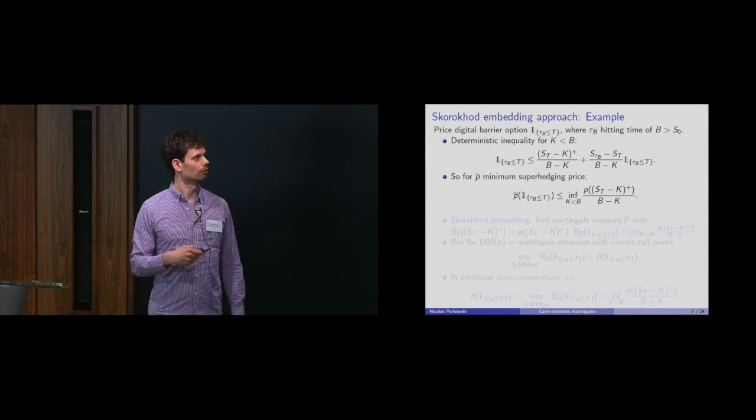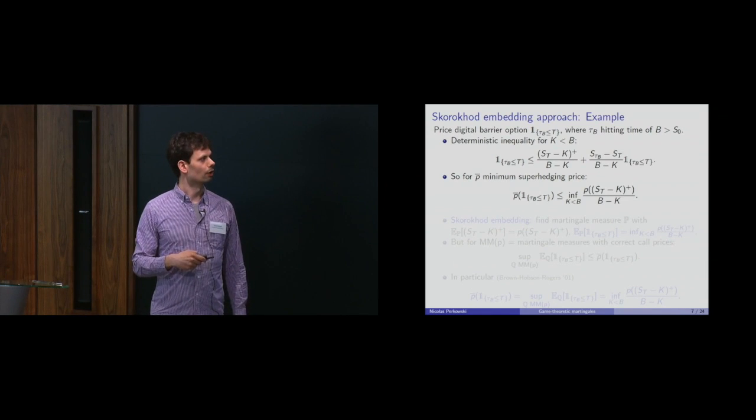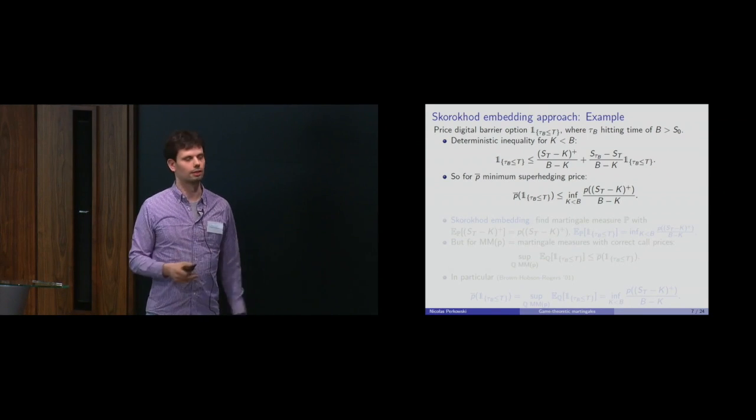So first of all, this works for every k less than b. So for every k less than b, it should be less than this. This is the price of the call option. And now you can take the infimum because the left-hand side doesn't depend on k.